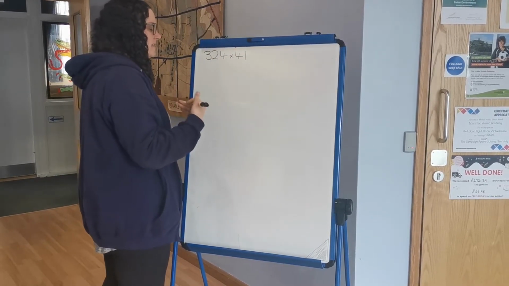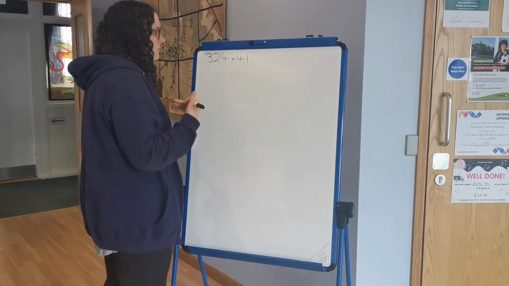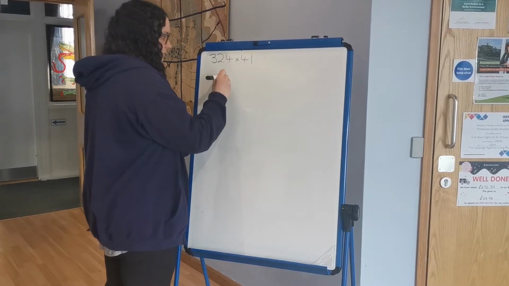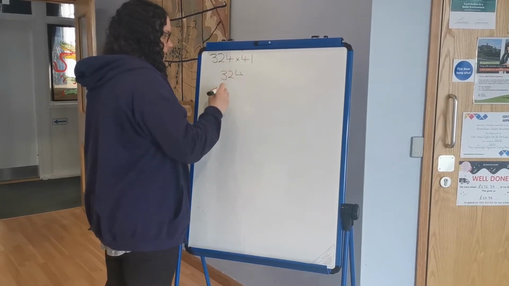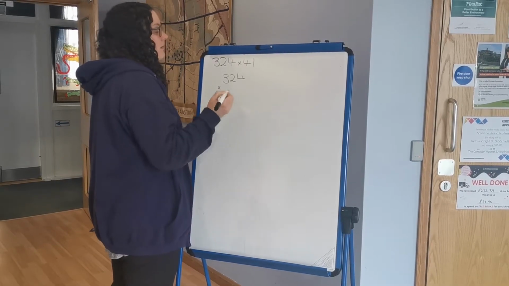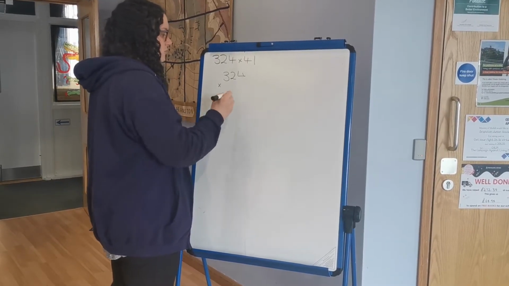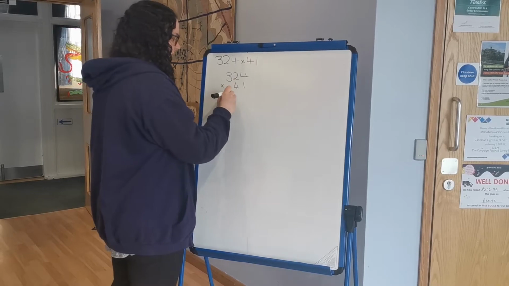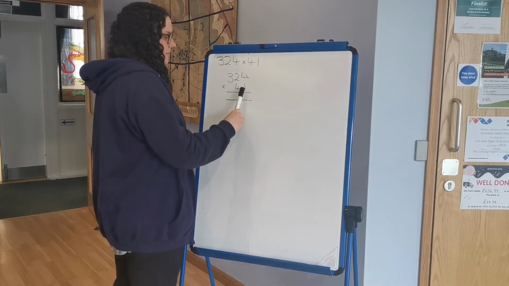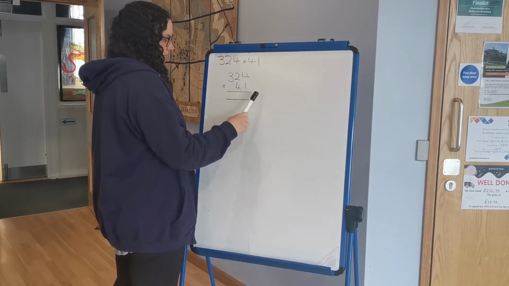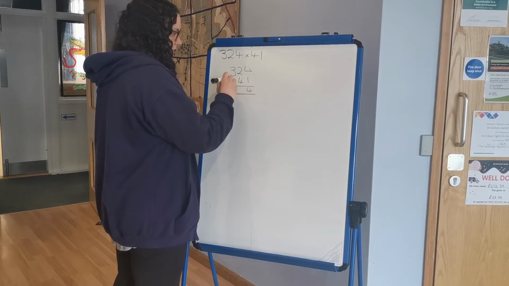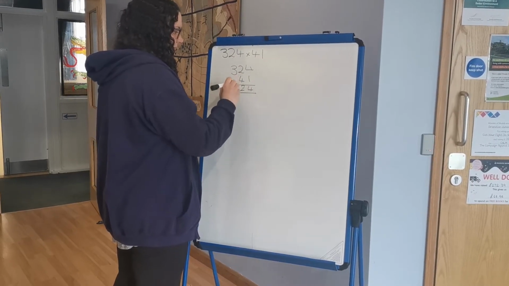Now the first thing you need to do is set it up in a column. At the top you would put the number with the most digits, so in this case it's 324. Make sure you include the multiplication sign and then put the second number underneath, being sure to line up the place value columns. Okay. Then I start by multiplying by the ones column, so in this case it's 1. So 1 times 4, 1 times 2, 1 times 3.